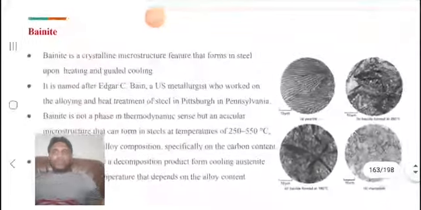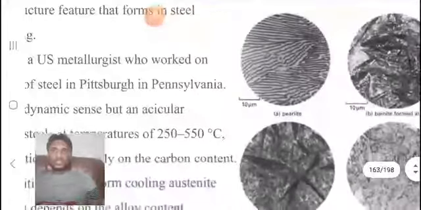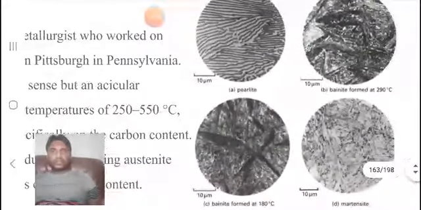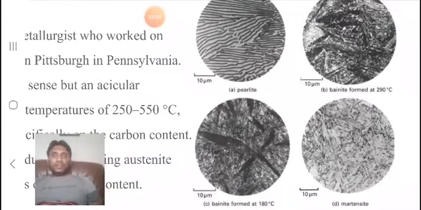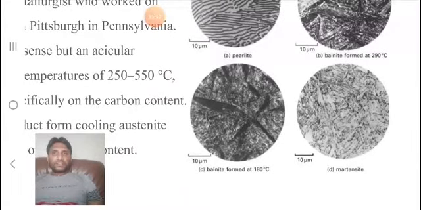So if we can see the microstructure here, see the difference between perlite. Perlite can be easily seen, whereas bainite, which is formed at 290 degrees centigrade, is very hard, and bainite formed at 180 degrees centigrade is further difficult. And we can also see martensite, which is formed at below 200 degrees centigrade.